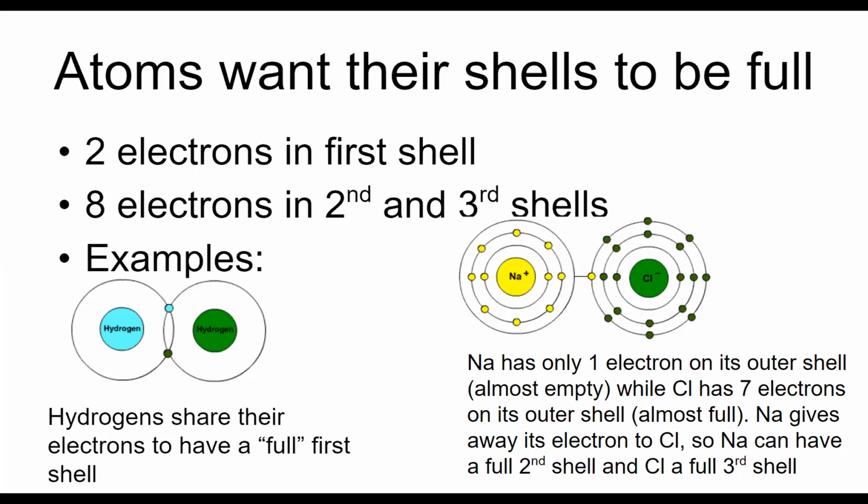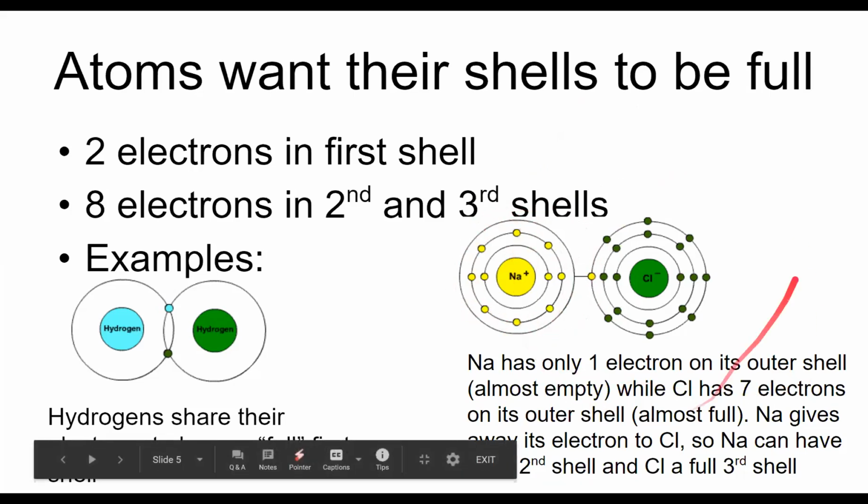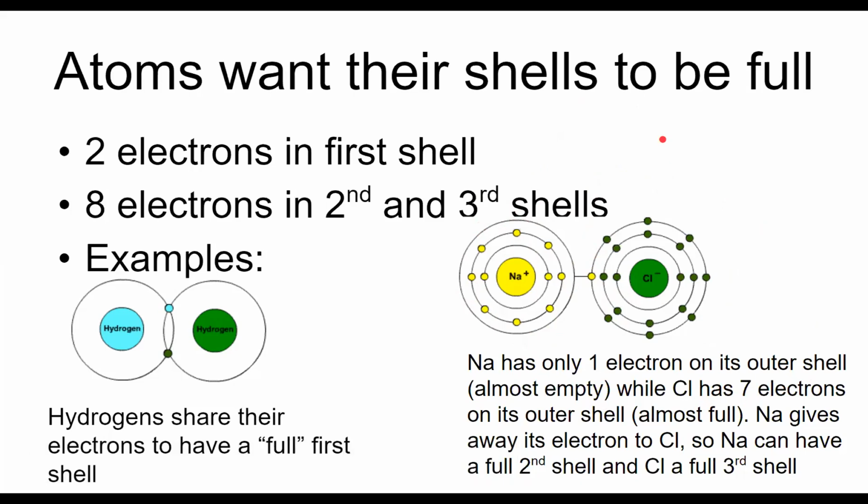And then they'll hang out really, really close to each other so that sodium feels like it has a full second shell with the 8 on its second shell. And chlorine feels like it has a full third shell by having that 1 extra electron donated from the sodium. So this makes both of these atoms very stable and very happy, because now they both feel like they have a full outer shell, which is what electrons and atoms really, really like.